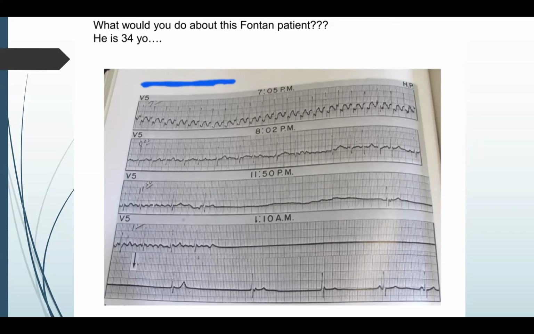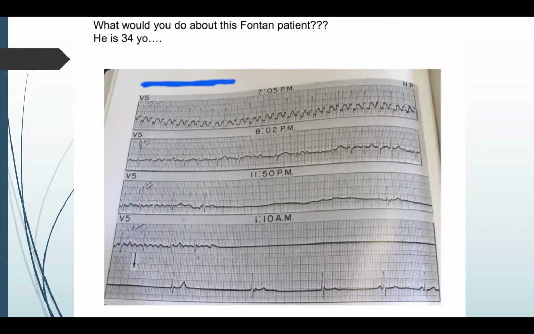Let me ask you a question. We'll stop right there. What's the likelihood that a 34-year-old Fontan patient can get their heart rate to 150 with any kind of exertion? I think it's very unlikely. Very, very unlikely. So when you see a heart rate that fast in a Fontan patient, you should always have a very, very skeptical eye for the possibility of an atrial arrhythmia.